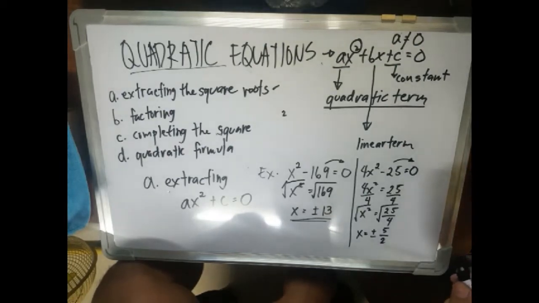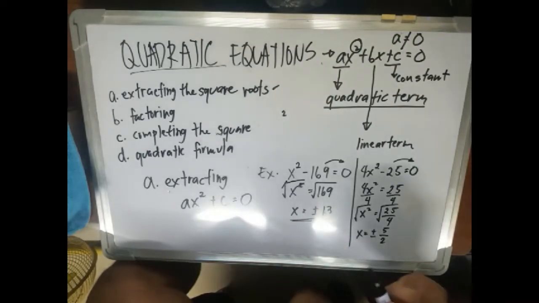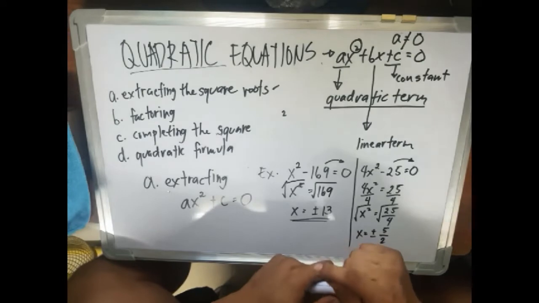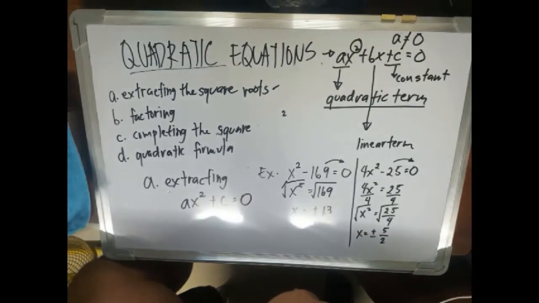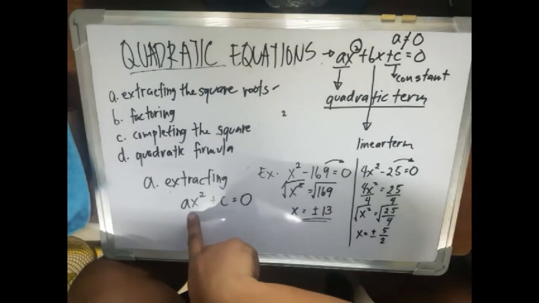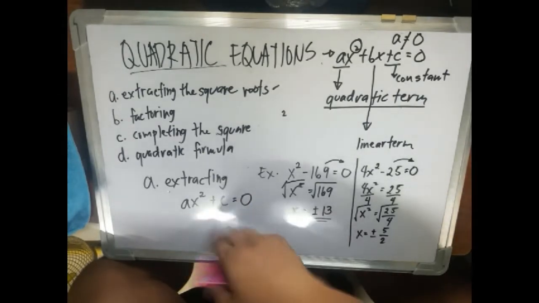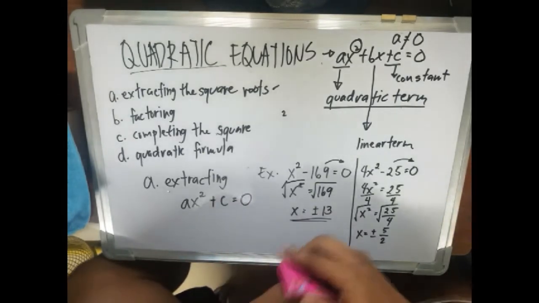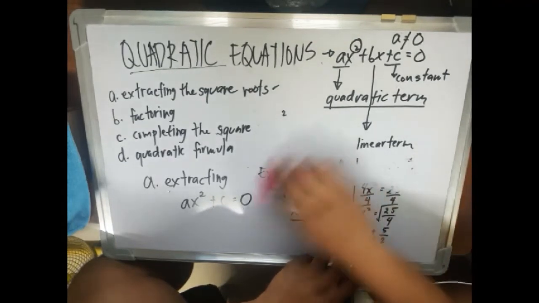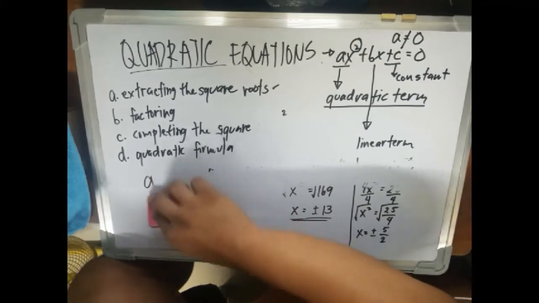Okay, so yun tinatawag nating extracting the square root. Okay? So, ganun lang kadali. Okay, next. So, we have factoring. So, familiar naman ang lahat sa factoring, no? So, applicable ang extracting the square root kapag meron tayong quadratic term and constant. So, wala siyang linear term. Okay? So, let's proceed to factoring.